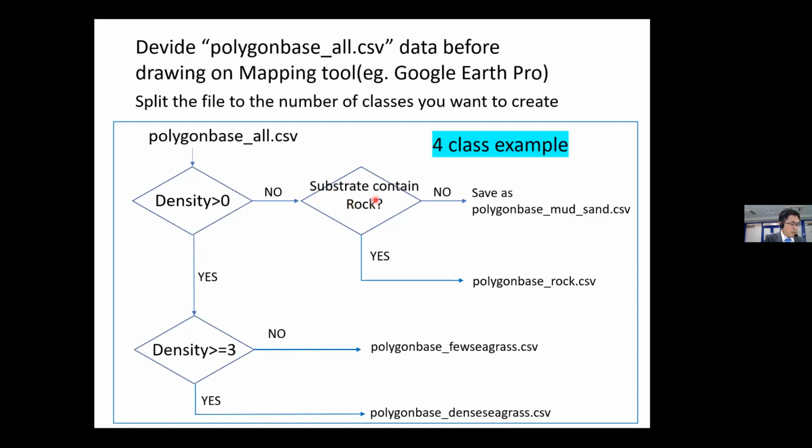It is divided by the presence or absence of rock. If there is no rock, I named it polygonbase_mud_sand.csv. If there is rock, it is polygonbase_rock.csv. Now we have divided the original data into 4 classes.